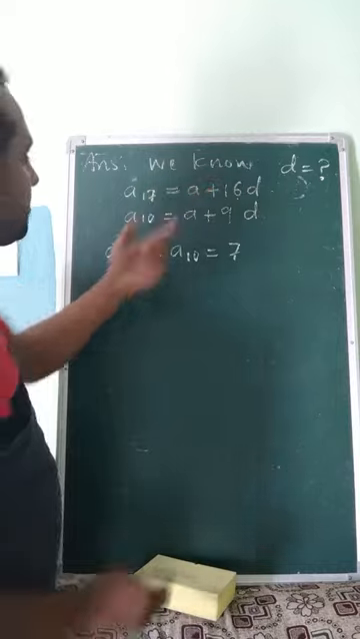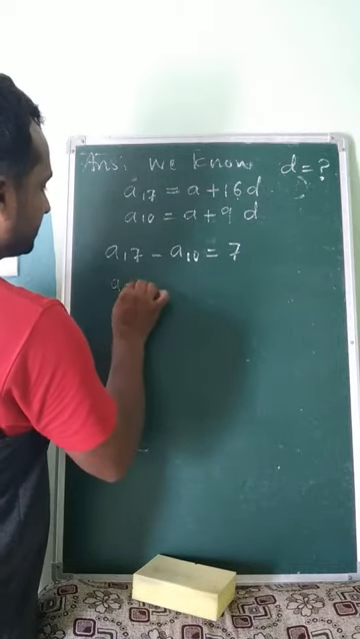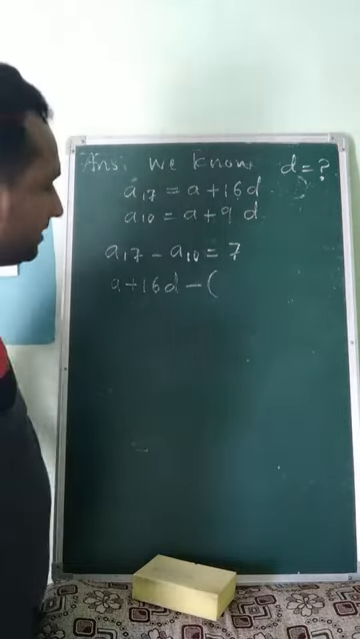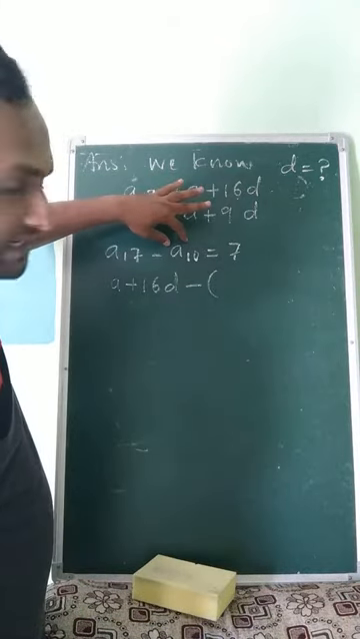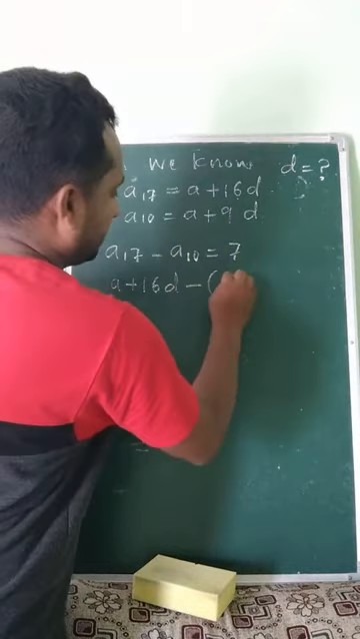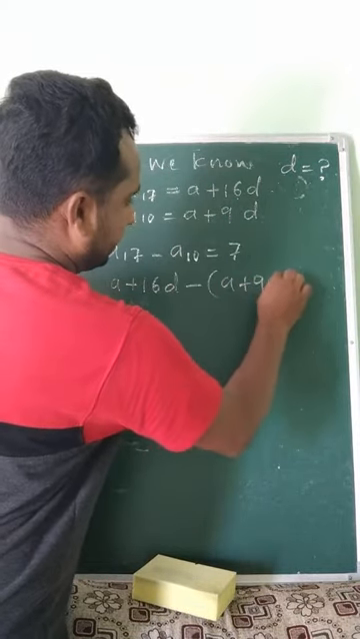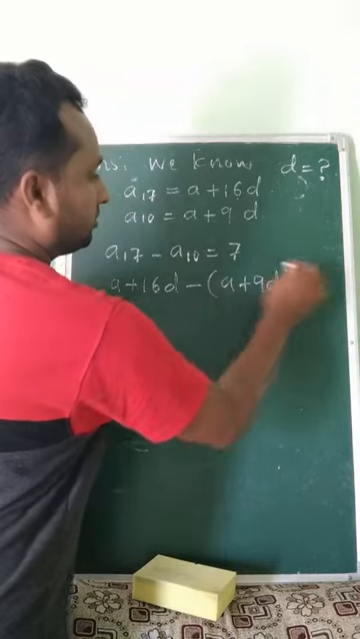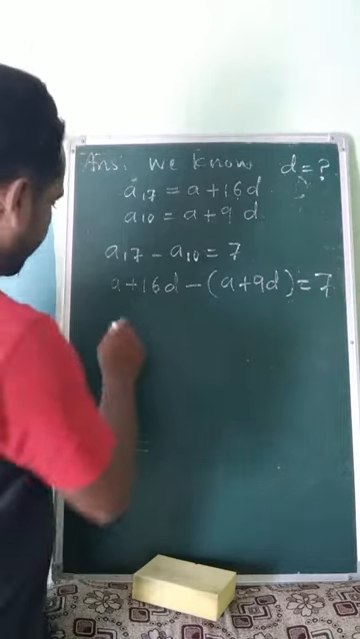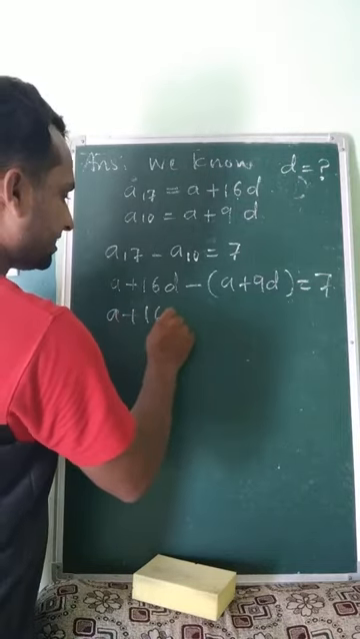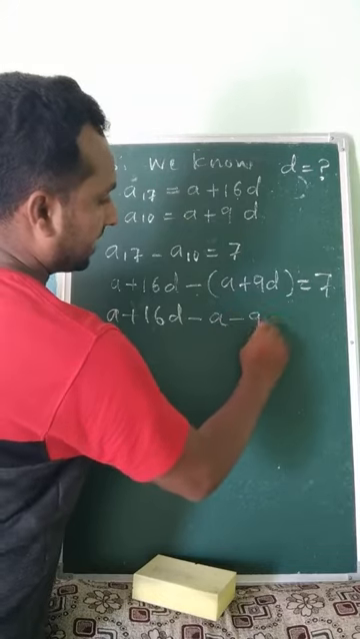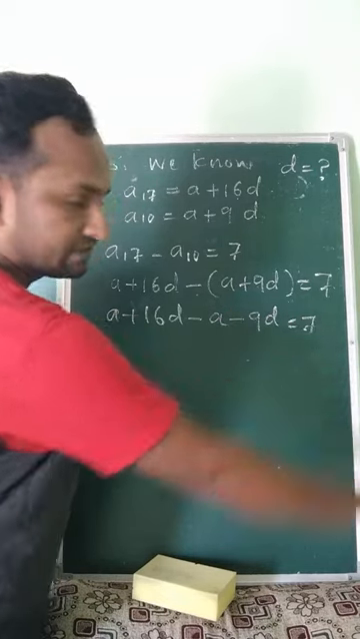Now A17 formula, what is that? A plus 16D, then minus into bracket, because you are going to subtract here. Next two terms are there, you have to write them in brackets. Now A10 means how much here? A plus 9D is equal to 7 as it is. Clear? Then open the bracket: A plus 16D minus A minus 9D is equal to 7.